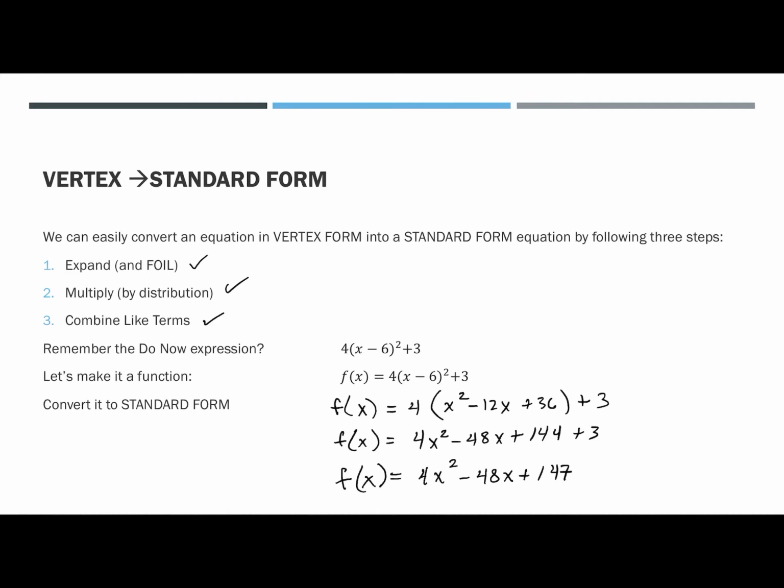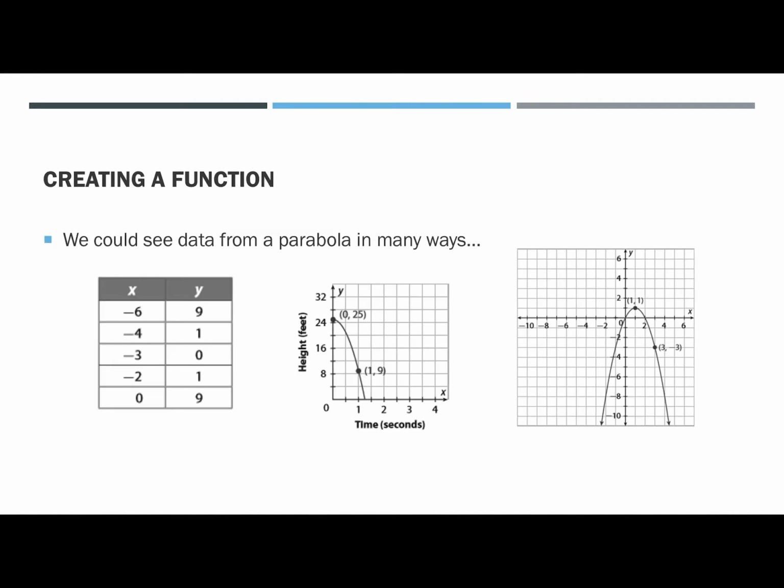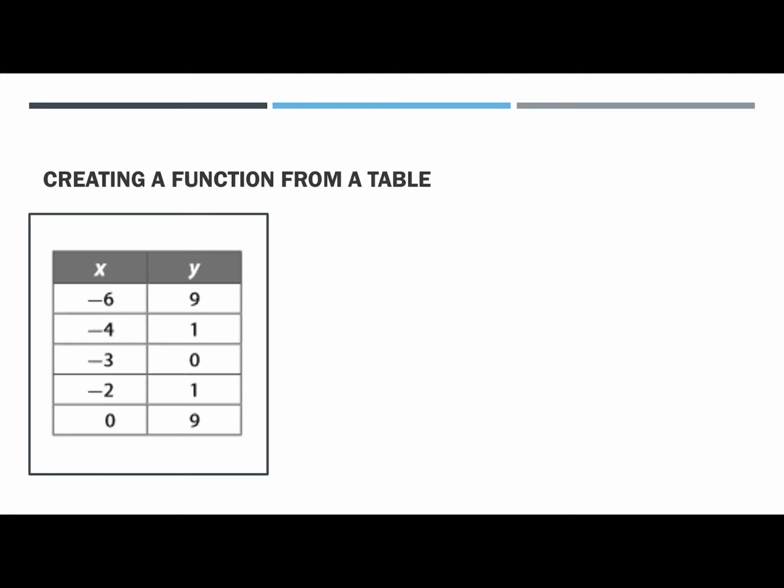All right, so how can we use that to create a function no matter how we're given the information, right? We could be given a table, we could be given a situation where maybe we have to draw a picture or maybe they give us a picture, or just a plain old graph, right? If we had a graph, we should be able to do the same thing. So let's look through this.